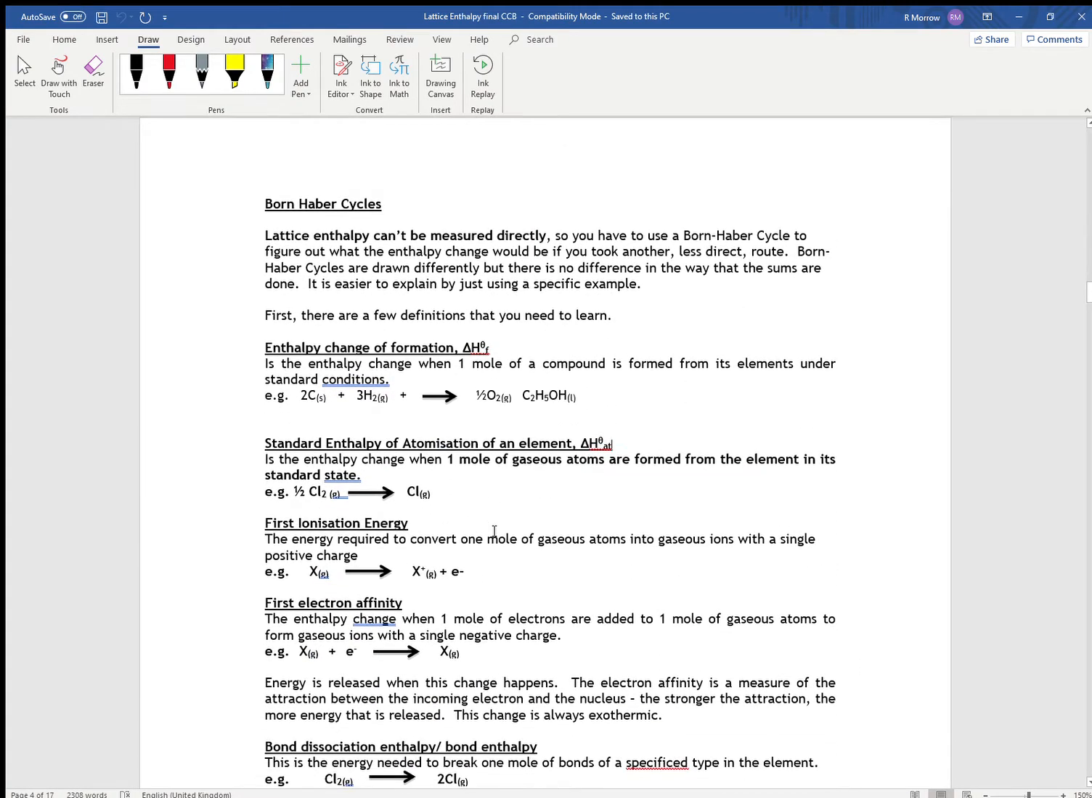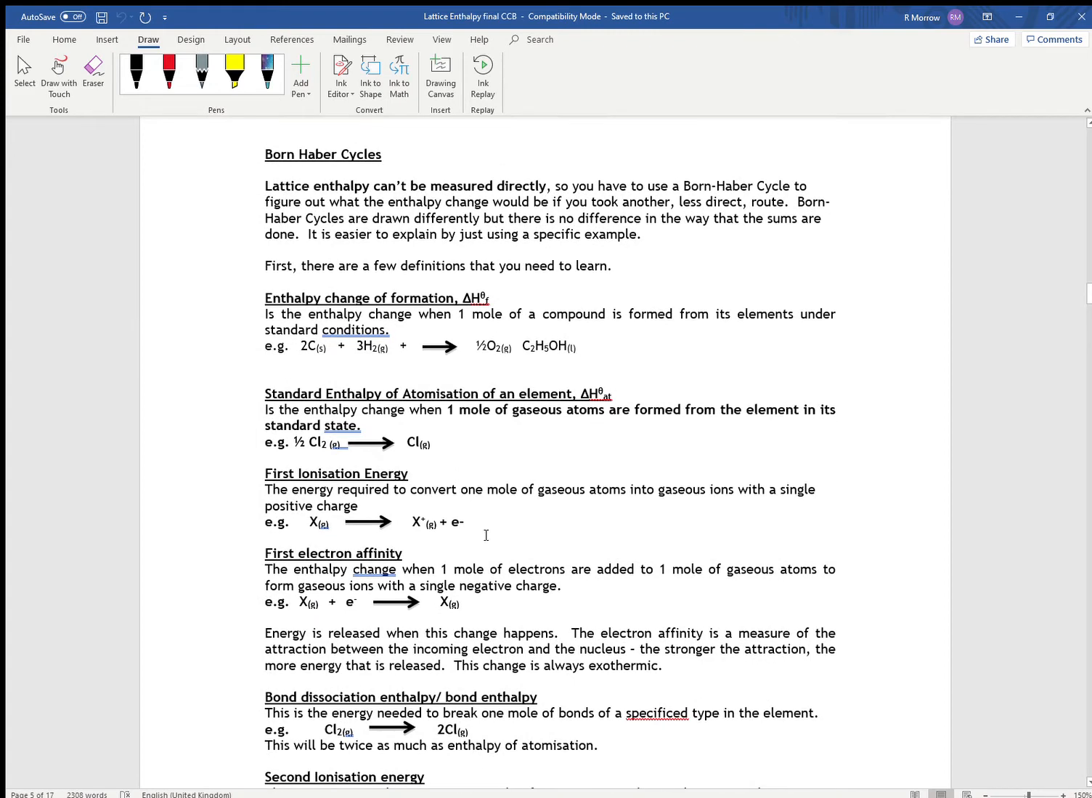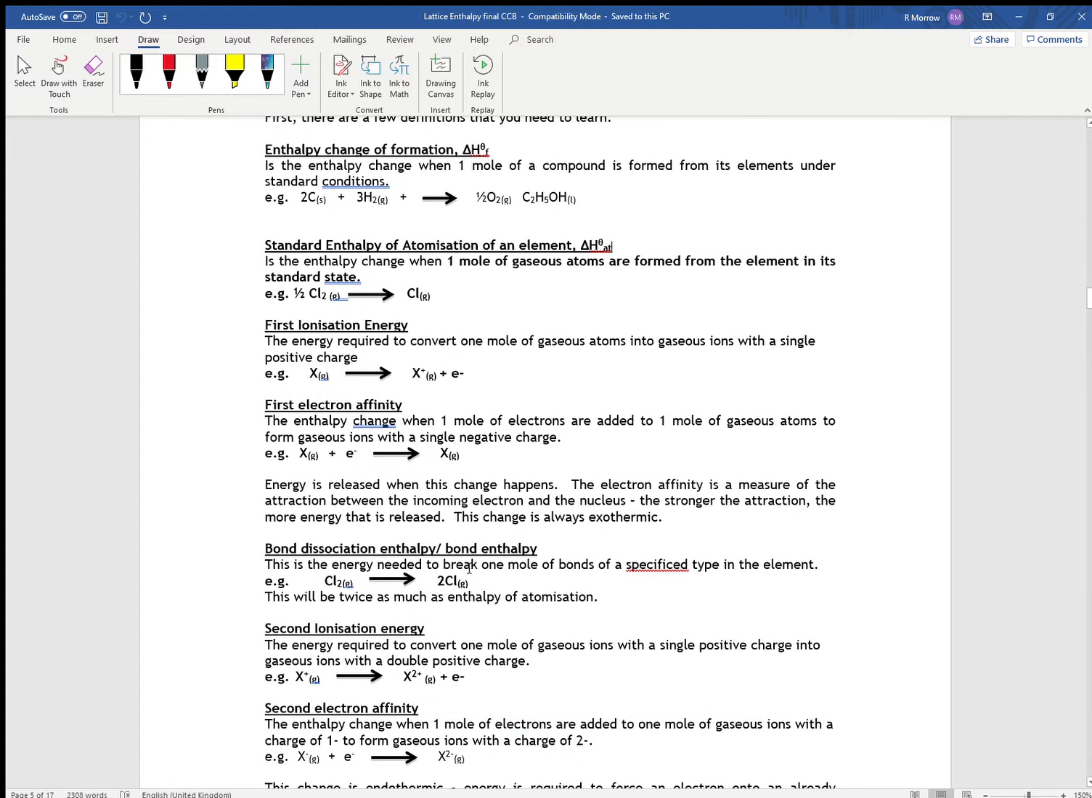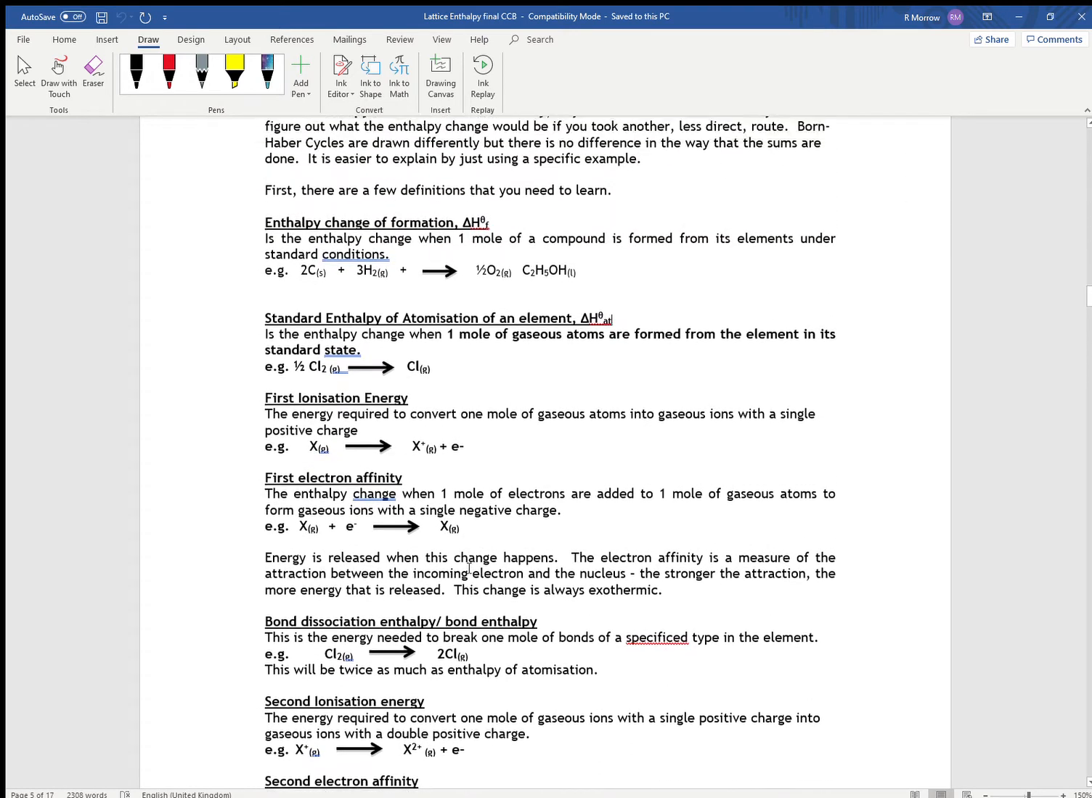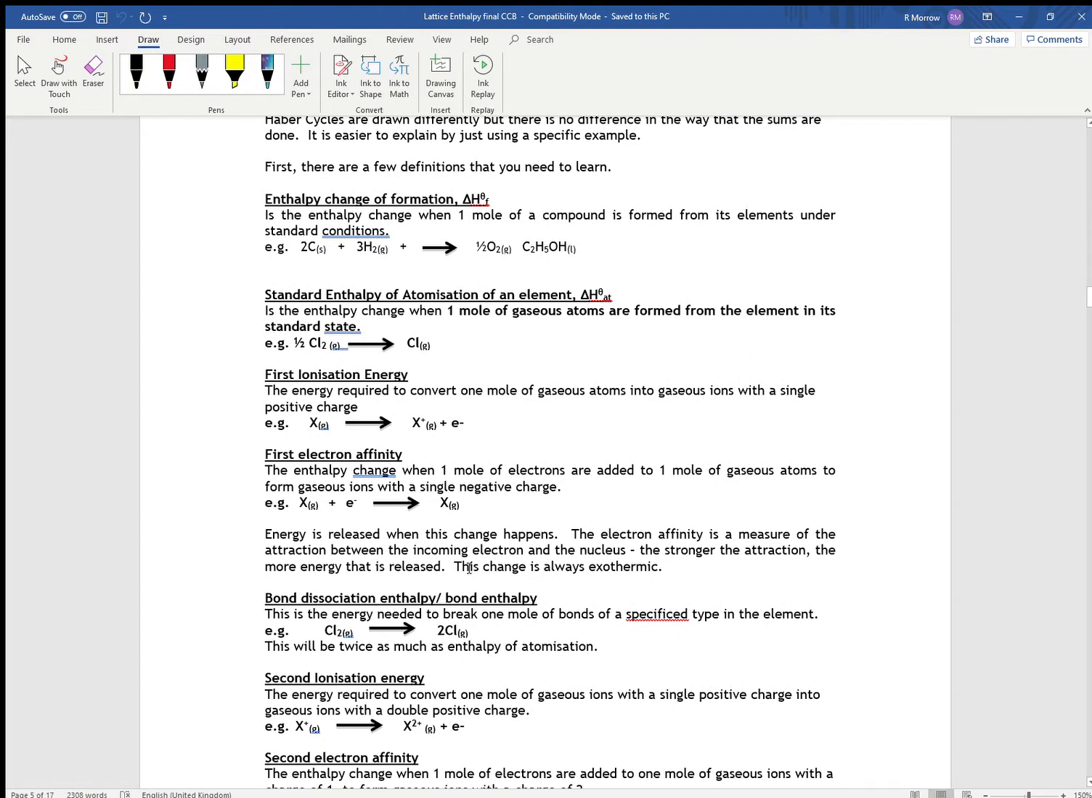I'm going to go to page 5 here, which is really, really important. It's a page of the various different definitions, and you really need to sit down and learn these definitions because you're applying the definitions to write the Born-Haber cycles and then to do the calculations from them. Unfortunately, if you don't know the definitions, being able to do that becomes virtually impossible. In class this morning, we went over these. A lot of them are pretty much from AS chemistry, but there are a few that are new for this year, so please make sure that you learn them.